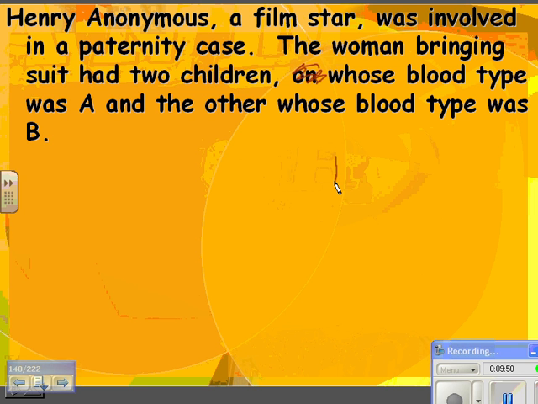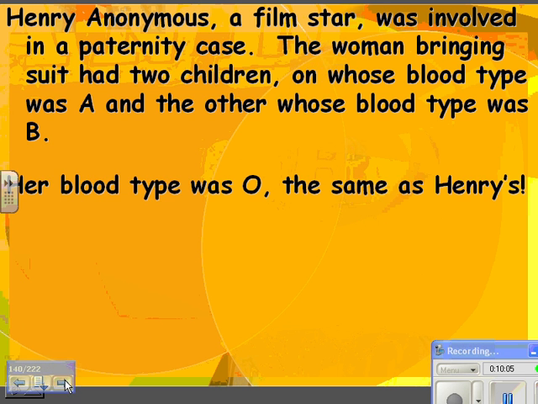So she had a kid whose blood type was A, and the other type was B. We don't know what the second allele was, but we know that one of them was type A and one of them was type B. Her blood type was O, the same as Henry's. So if her blood type is O, that means that's her genotype. And Henry's, if it's the same, is type O.